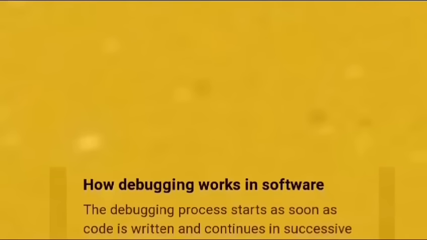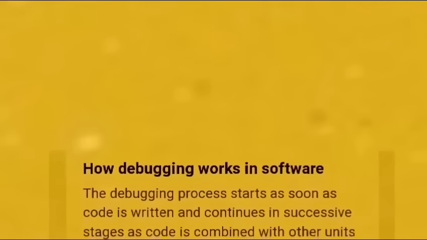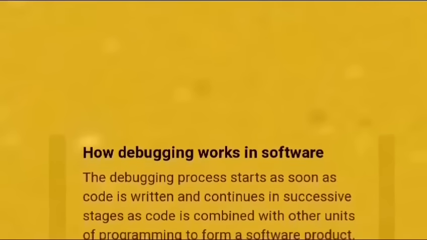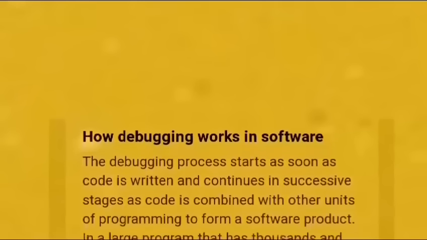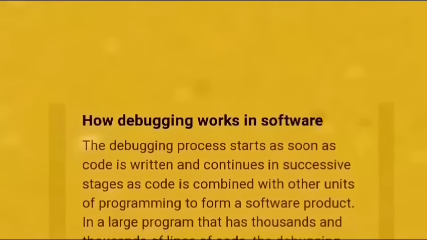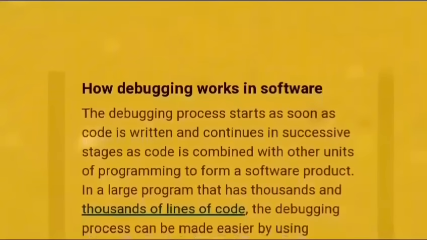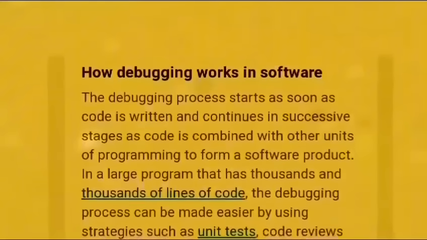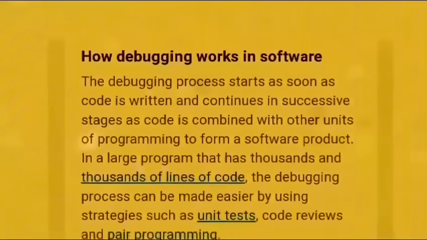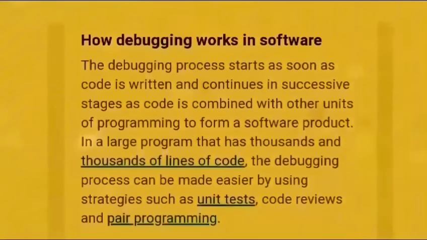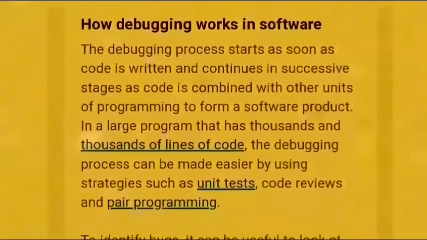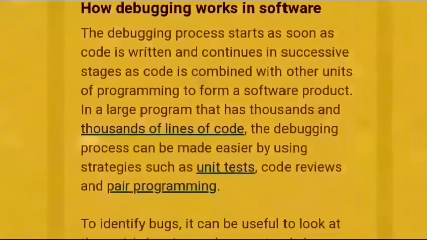How does debugging work in software? The debugging process starts as soon as the code is written and continues in successive stages as code is combined with other units of programming to form a software product. In a large program that has thousands and thousands of lines of code, the debugging process can be made easier by using strategies such as unit tests, code reviews and pair programming.